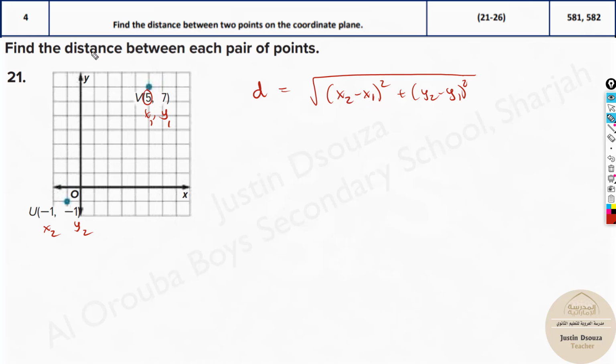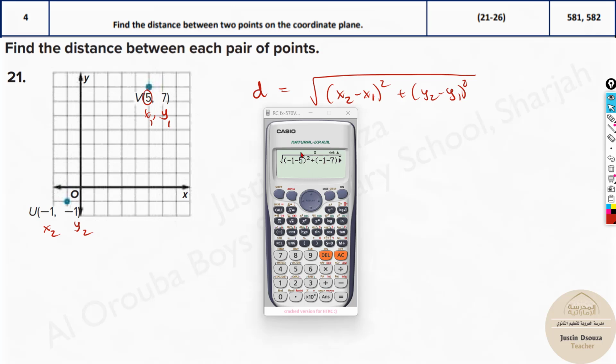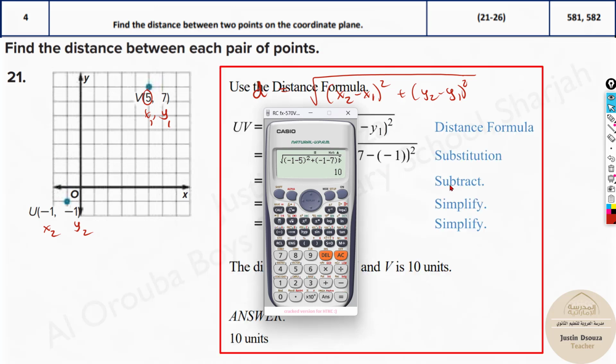So since this is in the question number 4, it's just MCQ. So directly use it in the calculator and let's solve. Here I have just typed this as it is in the calculator. The x2 value over here is minus 1 minus x1 is just 5 the whole square plus minus 1 minus 7 the whole square. Use the brackets properly and the answer is 10. That's it. That will be your answer.